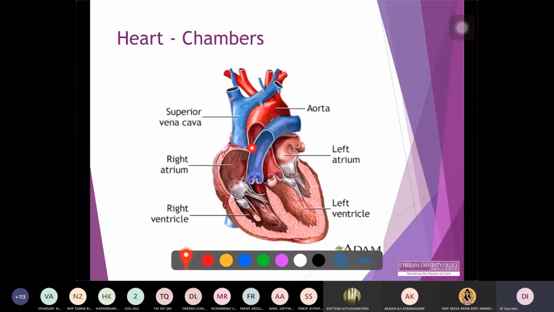All right, so you have the right atrium that receives blood from the vena cava, and blood will go into the right ventricle, and the right ventricle will go out into the pulmonary artery.